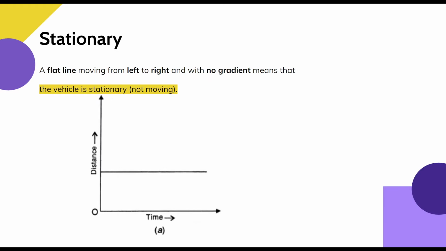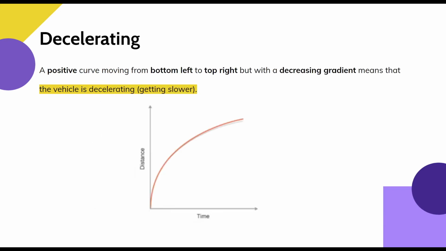If a vehicle is stationary, you will see a flat line which is horizontal, moving from left to right with no gradient. If the vehicle is decelerating, you will see a positive curve moving from bottom left to top right, as you would have seen in acceleration, but it has a decreasing gradient, meaning that it's becoming more horizontal. This means that the vehicle is getting slower, again at a constant rate.